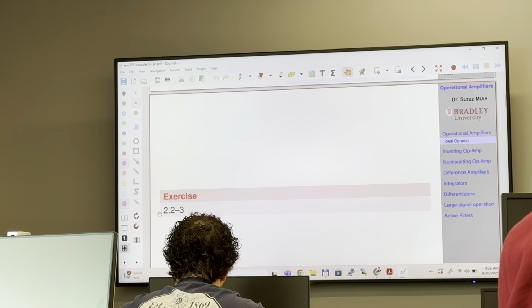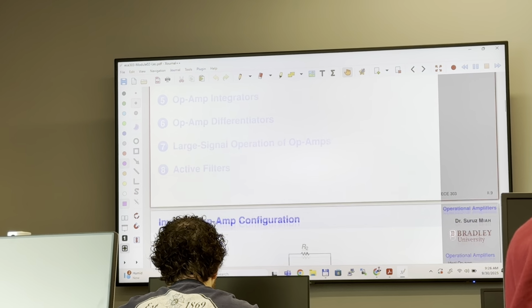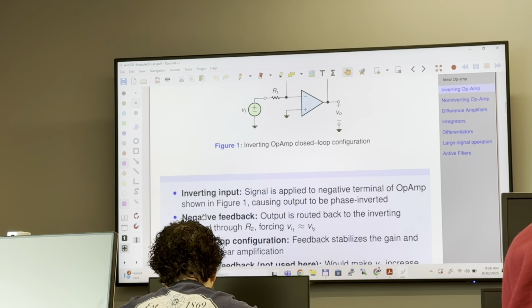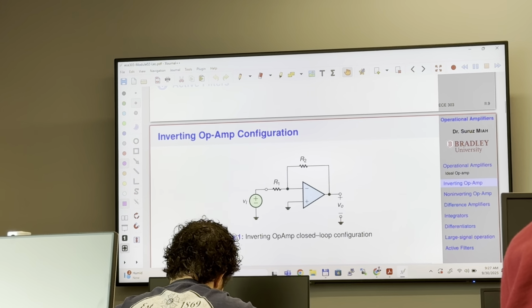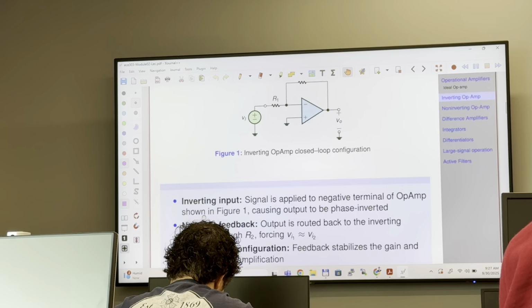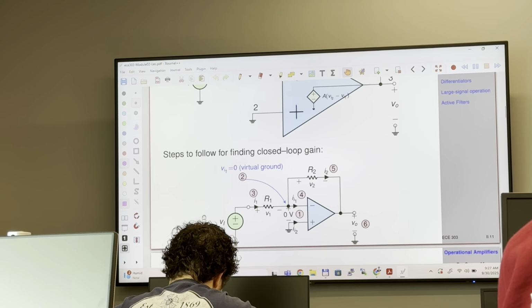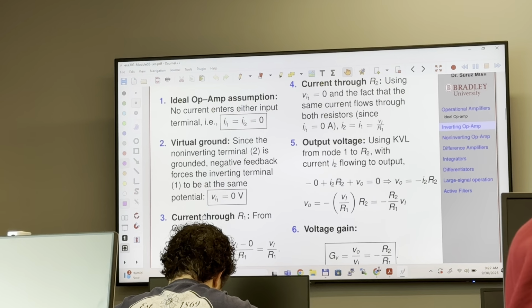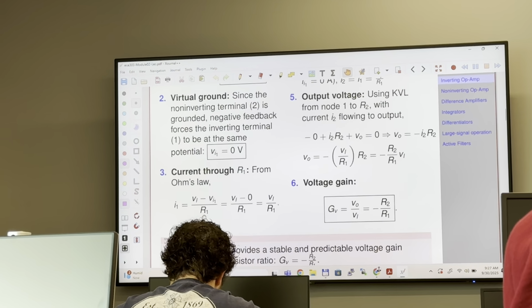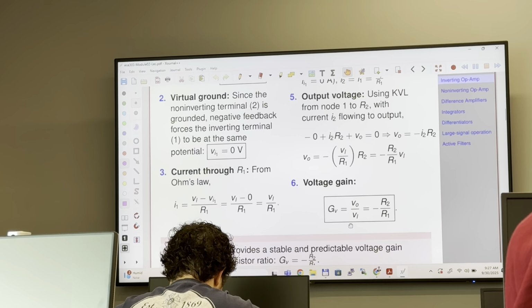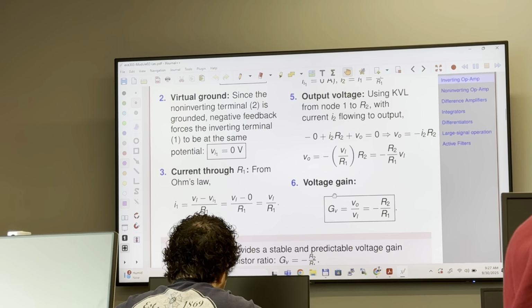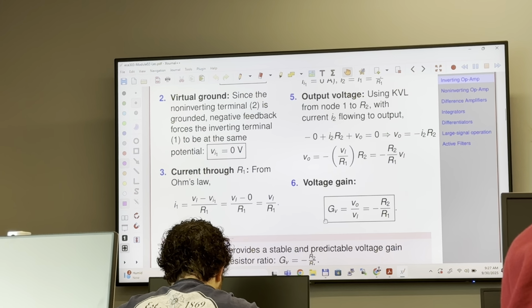Exercise 2.2, 2.3, make sure you solve this. The inverting operational amplifier: you may expect to derive an expression like this.